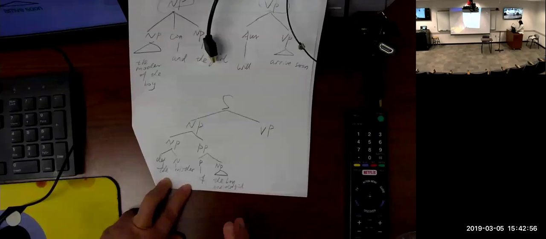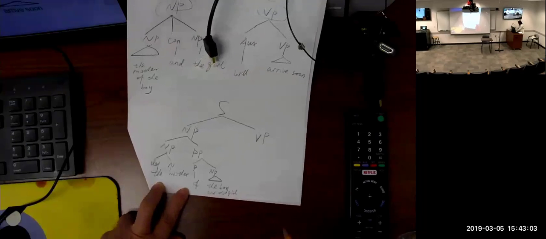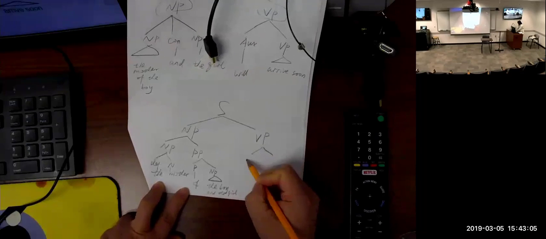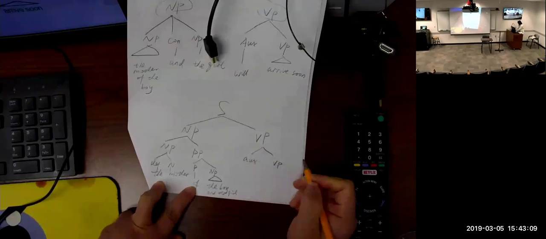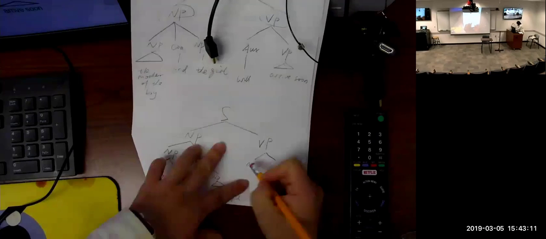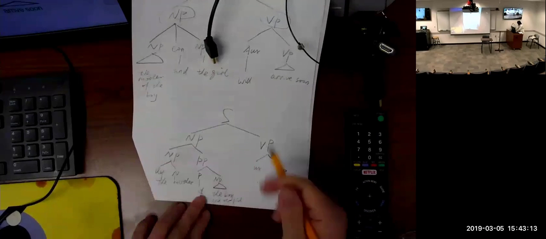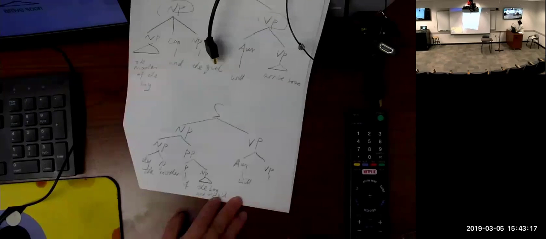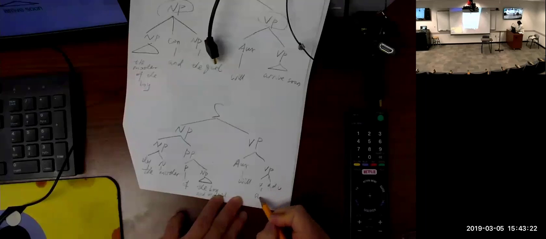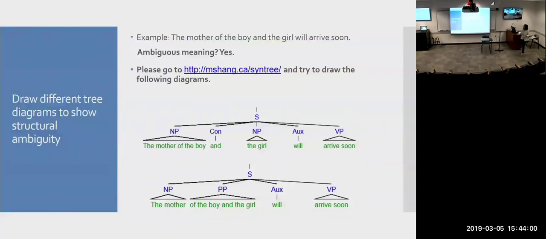Okay, so now it's very clear. Our subject, the mother of the boy and the girl, focus on the mother. Okay, now how about the VP? It's the same. We have auxiliary again, and then VP. Sometimes we capitalize the first letter. Now we have will. Then arrive soon. So this time, if you want to do this, that's okay. It's good. We have arrive. Okay. So this is actually the simplified version.